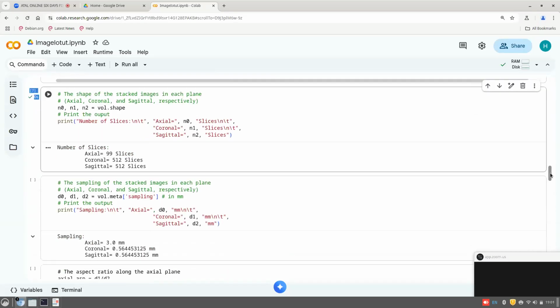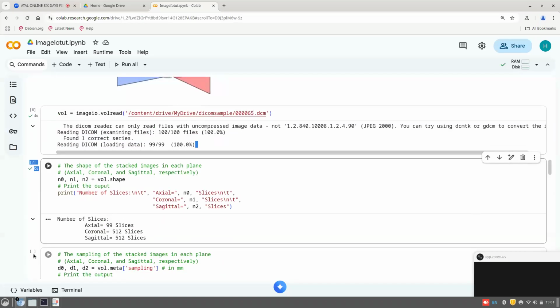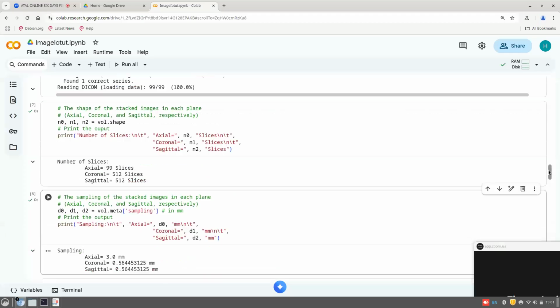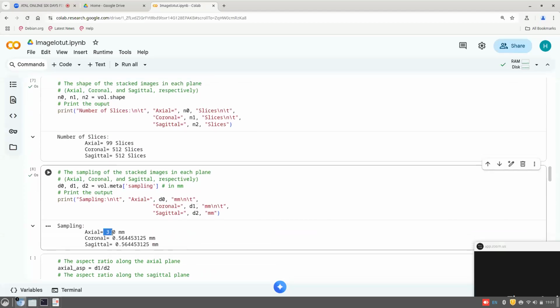So if you look at the aspect ratio, you can programmatically calculate it here. In the axial plane, the slice thickness is 3 mm. Of course, it will be higher because there are only 99 slices. For the coronal plane and sagittal plane, the slice thickness is 0.56 mm. Because there are more slices, of course, the sampling will be finer, so the thickness of the slice will be around 0.56 only.